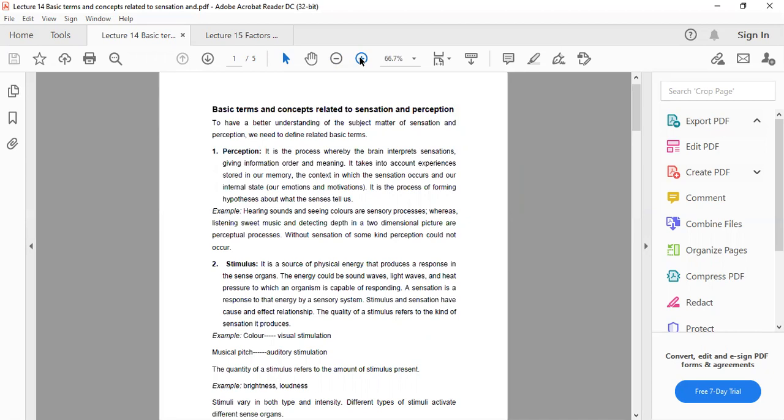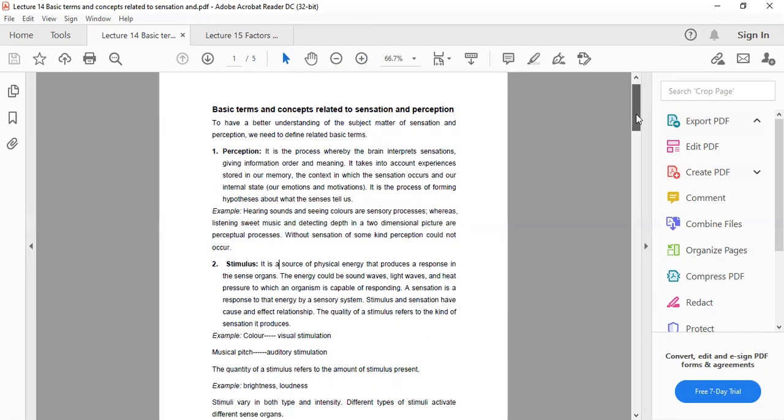For example, if we look at the example which is written right here, hearing sounds and seeing colors are all sensory processes, but listening to music and detecting the depth or dimension of a picture, that becomes perceptual processes.